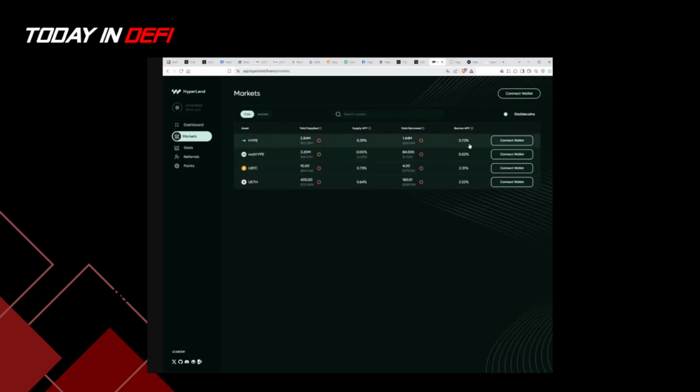So the borrowing APY is like 0.73%. So it means that you can actually build a leverage loop on top of stHYPE and therefore be able to earn the spread between the borrowing cost and also the staking yield. So this is why HyperLend is interesting, and it's also growing pretty fast.